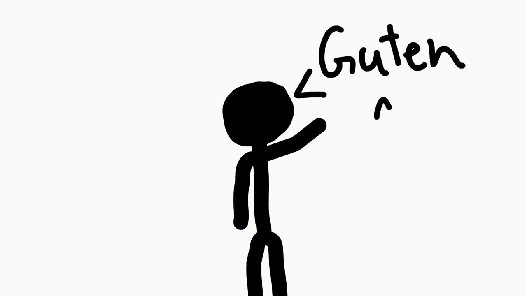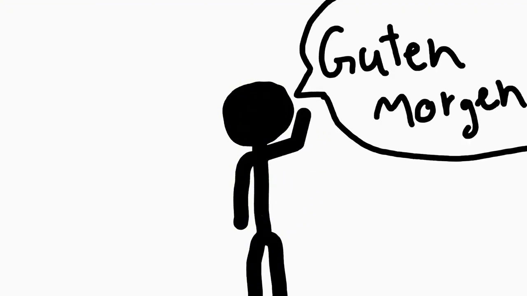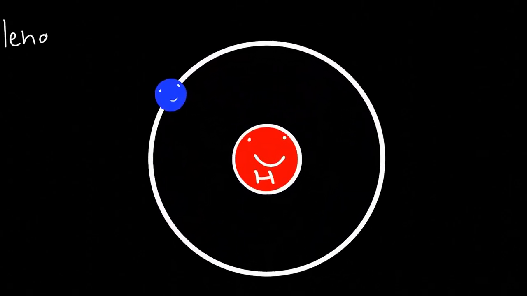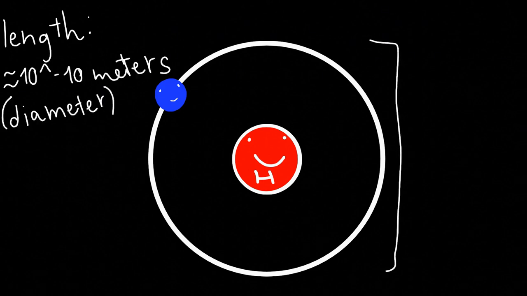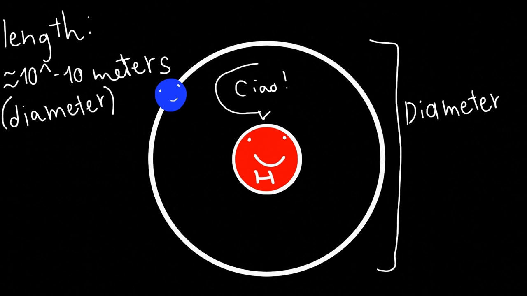Let's have an example. This is John, my imaginary friend. Good morning, John. Let's have a look. This little guy here is John's hydrogen atom. It has the diameter length of 10 to the power of negative 10 meters. Ciao!